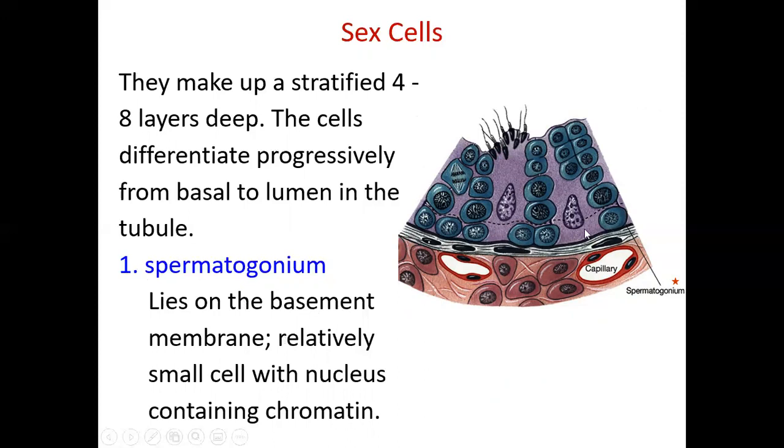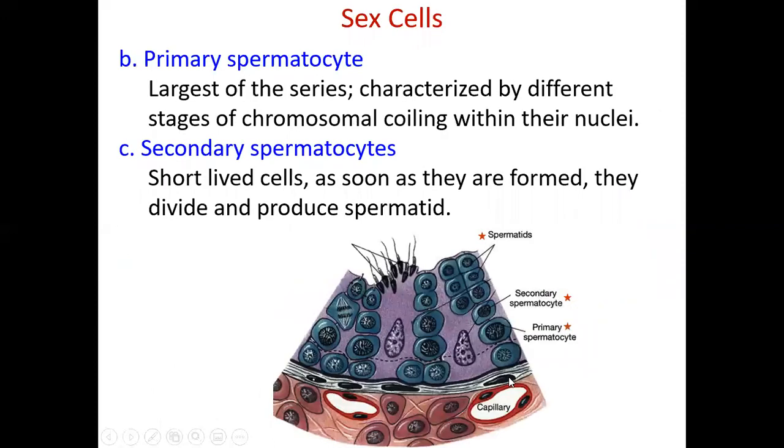This spermatogonium is a relatively small cell with a nucleus. If you see here, this is the nucleus, which contains chromatin. It is followed by the primary spermatocyte. The primary spermatocyte is the largest cell compared to the remaining cells. It is characterized by different stages of chromosomal coiling.